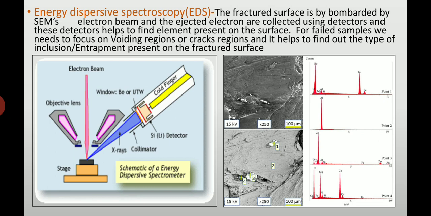EDS is nothing but energy dispersive spectroscopy. In this analysis, the electron beam is exposed to the fractured surface, and the electrons ejected from the fractured surface are collected using detectors, and these detectors help to find the elements present on the surface of the failed samples. From this we can get inclusions entrapped in the fractured surface.